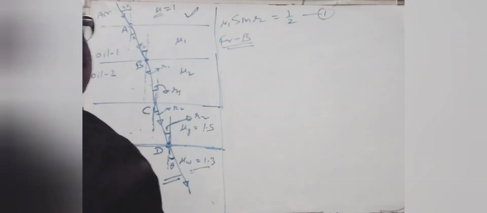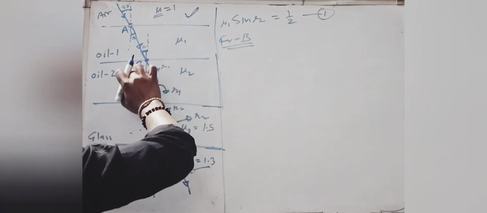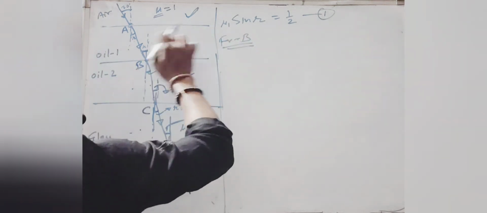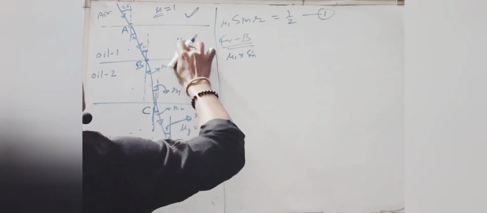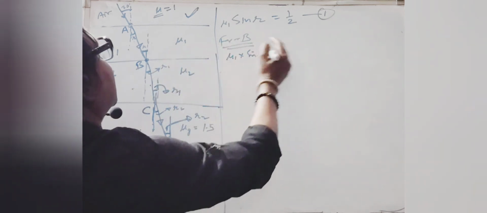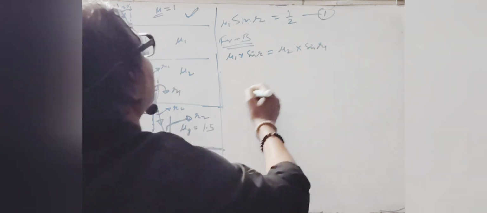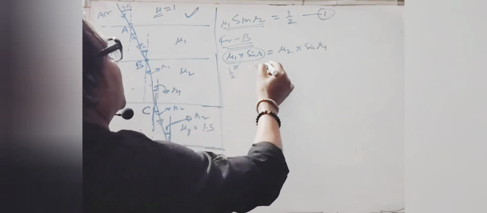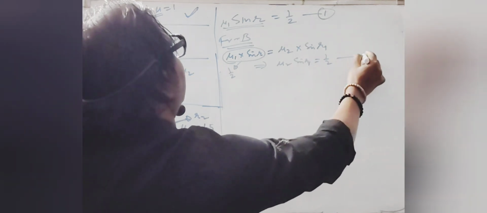Now for B, what can you write? How will you write for point B? First, the refractive index in oil 1 medium is mu1 and the angle in oil 1 medium is r. The refractive index in the second medium, that means oil 2 medium, is mu2, and the angle is r1. You see here this mu1 sine r is given as 1 by 2. So what can you write? mu2 into sine r1 equals 1 by 2. That is equation number 2.